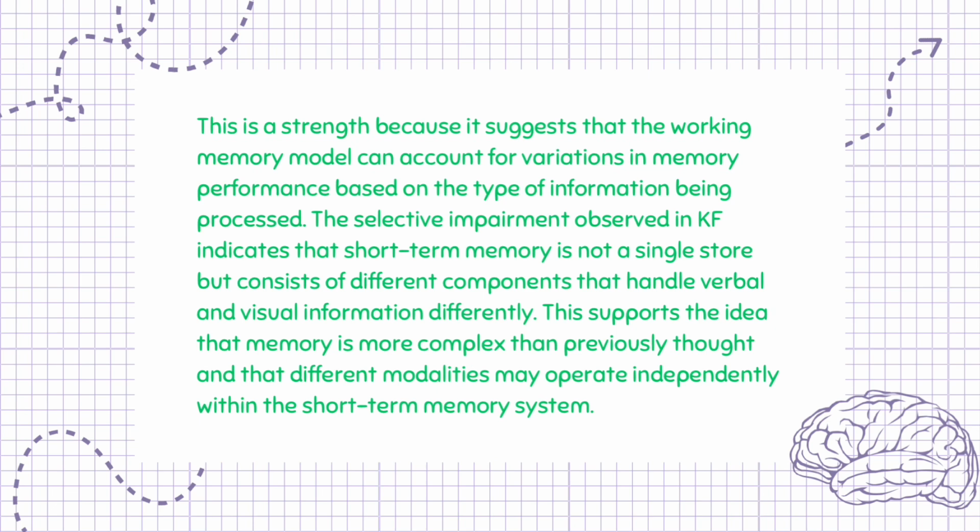This is a strength because it suggests that the working memory model can account for variations in memory performance based on the type of information being processed. The selective impairment observed in KF indicates that short-term memory is not a single store but consists of different components that handle verbal and visual information differently. This supports the idea that memory is more complex than previously thought and that different modalities may operate independently within the short-term memory system.